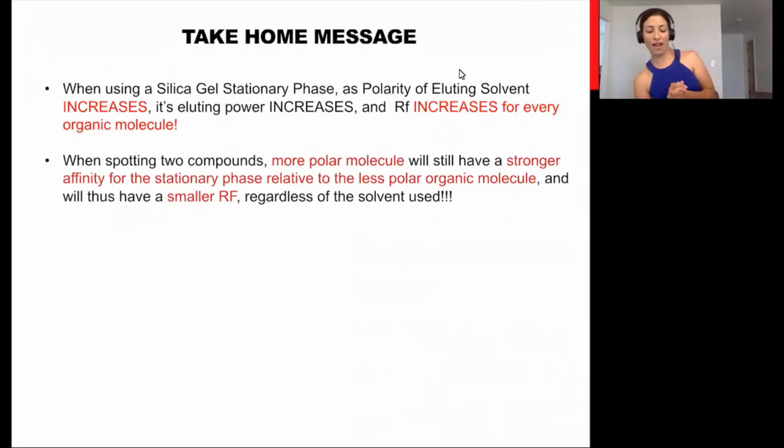Okay, so to recap, take-home messages on these polarity concepts. Silica gel is really polar. As we use an eluting solvent, when that solvent increases in polarity, its power to pull the molecules up the plate increases, and an RF will increase relative to when the plate is developed with a less polar solvent. When spotting two compounds, no matter what the solvent, if you're using a silica gel stationary phase, the less polar compound travels higher, preferentially choosing the solvent. The more polar compound stays lower.